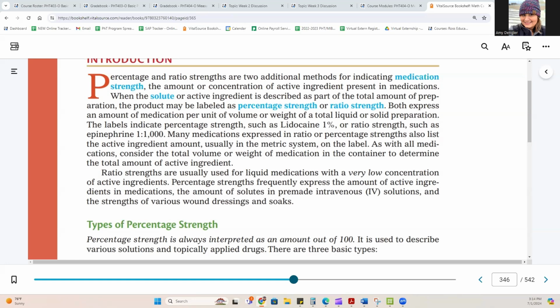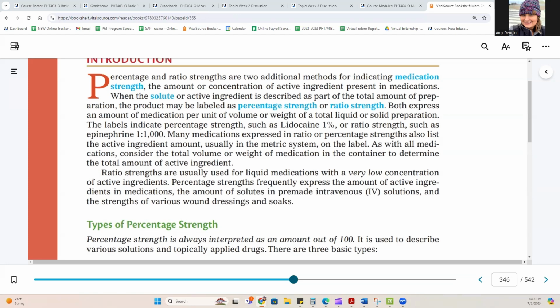The labels indicate percentage strength, such as lidocaine 1%, or ratio strength, such as epinephrine 1 to 1,000. Many medications expressed in ratio or percentage strength also list the active ingredient amount, usually in the metric system on the label. As with all medications, consider the total volume or weight of medication in the container to determine the total amount of active ingredient.